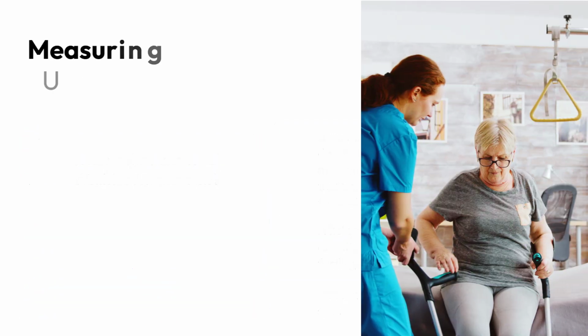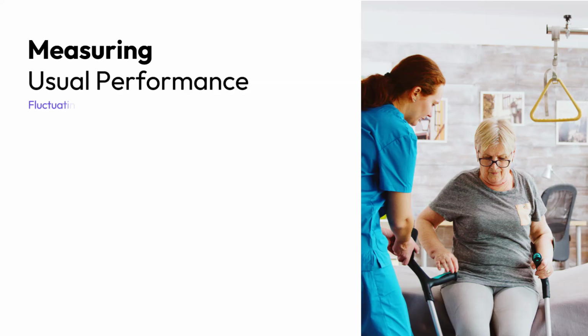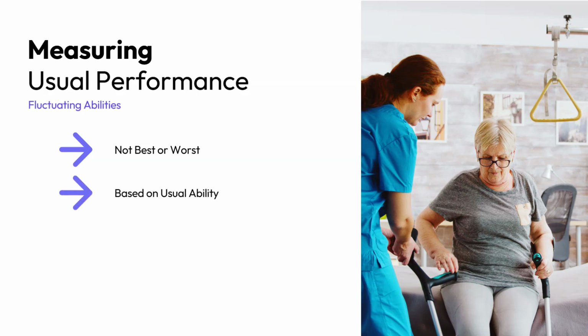Usual performance will be used when the resident's functional abilities fluctuate. Do not code based on their best or worst performance, rather, code based on their usual ability. Now, in order to capture the most accurate picture of the resident's ability, we'll be collecting data from a variety of sources over a 3-day period.